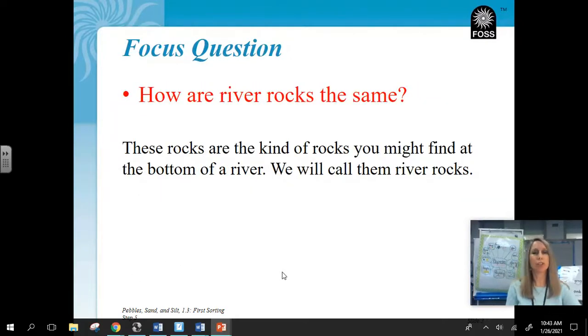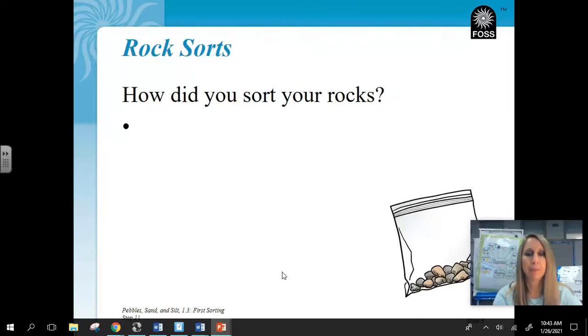So my question of the day that we're focusing on is, how are river rocks the same? These rocks are the kind of rocks you might find at the bottom of the river. That's why these might be more similar to things you would find around your house. We don't have a lot of volcanic rock right around here, but we could have river rocks. So what you're going to do today is practice sorting. Let me show you what I mean.